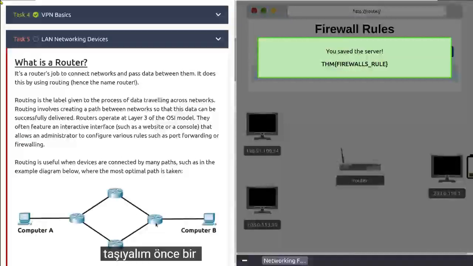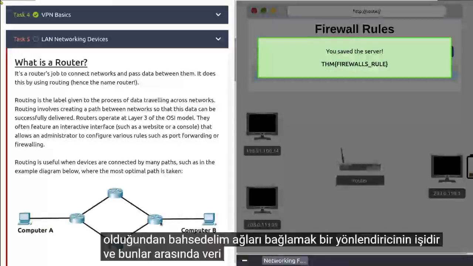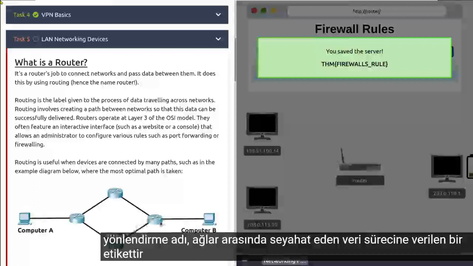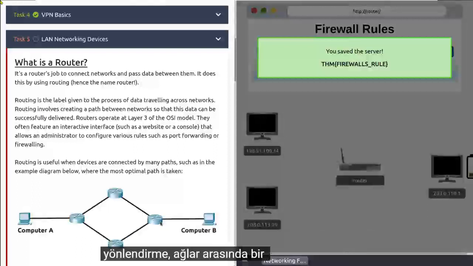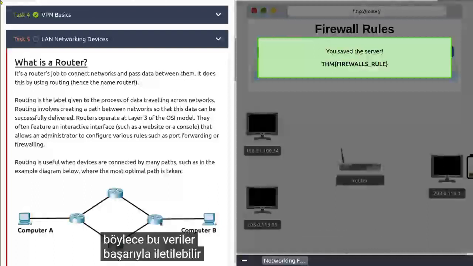First, let's talk about what a router is. It's a router's job to connect networks and pass data between them. It does this by routing, hence the name router. Routing is a label given to the process of data traveling across networks. Routing involves creating a path between networks so this data can be successfully delivered.